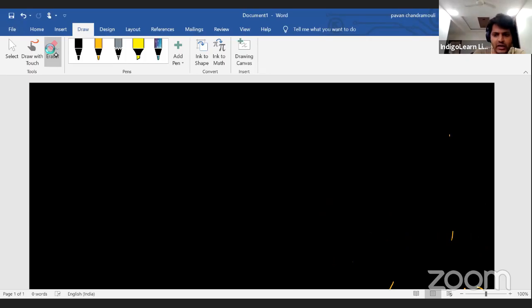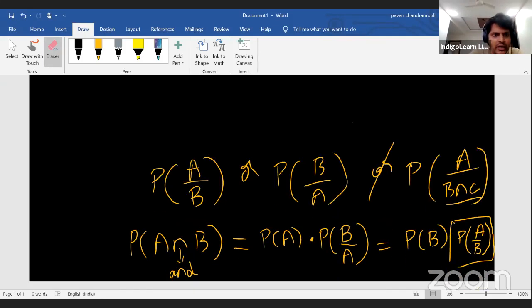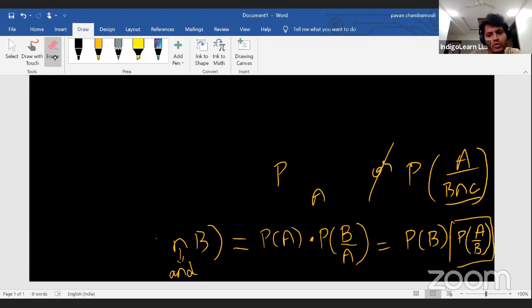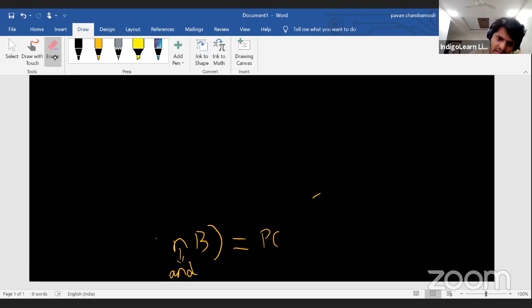Okay, so let me try to explain one example with respect to probability, guys. So in probability, let's try to use an example from cricket. Okay, so let's use an example of cricket.